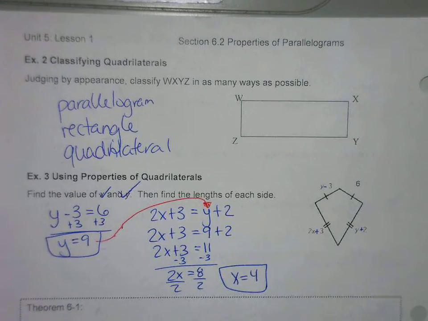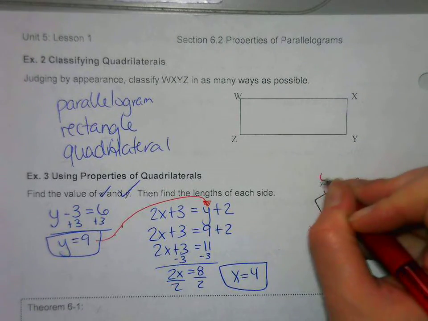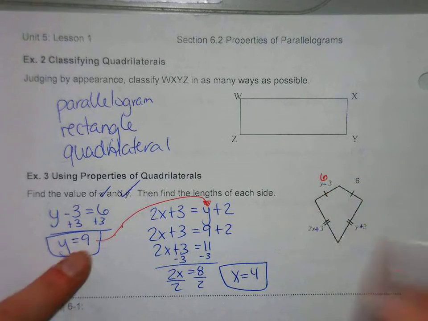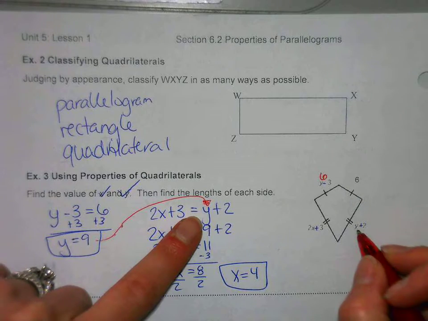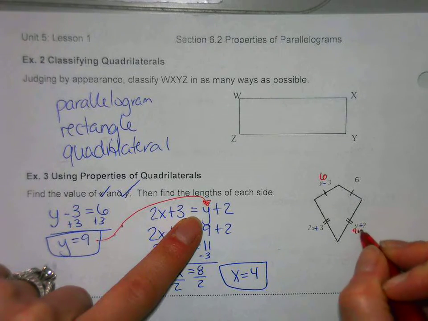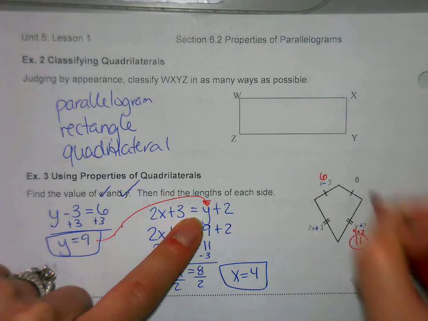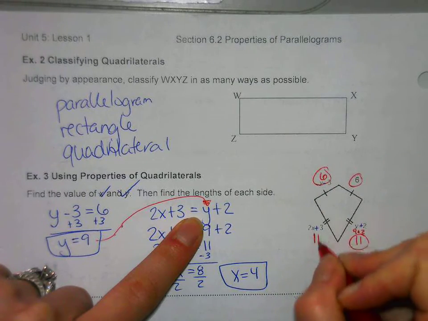Then it says to find the lengths of each side. I know this side is 6, this side also has to be 6 because they're congruent. And if I did 9 minus 3, I would get 6. When I plugged in my Y, 9 plus 2, that means this length is 11. So this length also has to be 11.